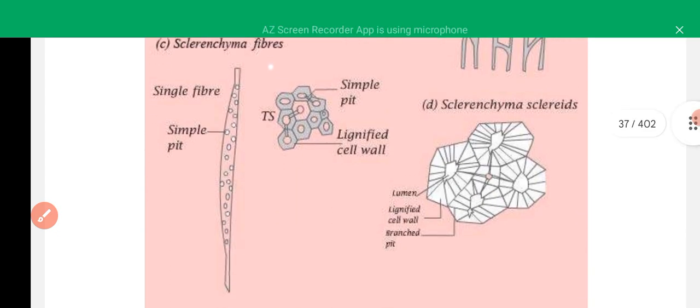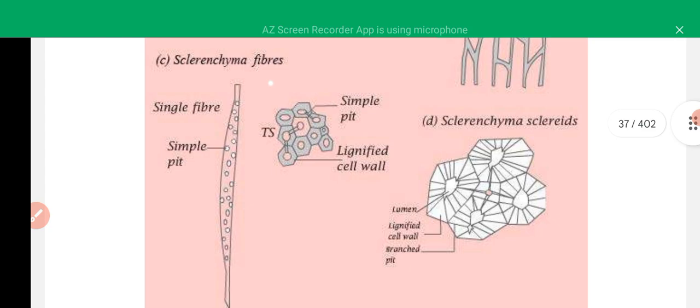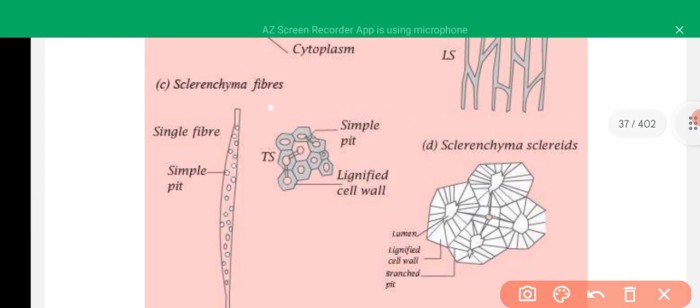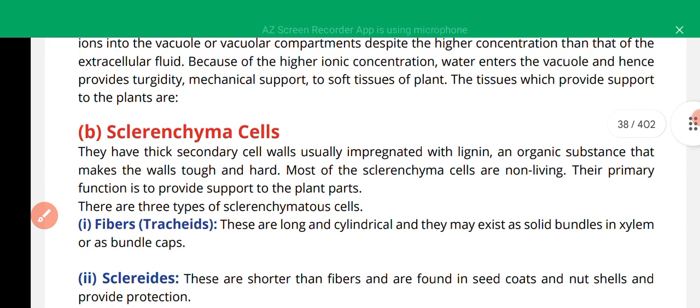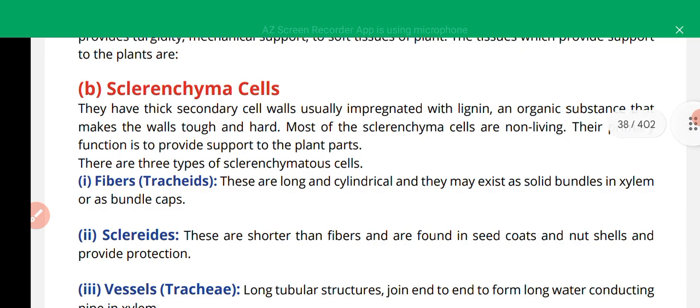It is like a single fibrous sclerenchyma cell. Here are the lignified cells. Here are sclerenchyma sclereid cells. Here are sclerenchyma fibrous cells. And there are also other types of sclerenchyma cells, many types.